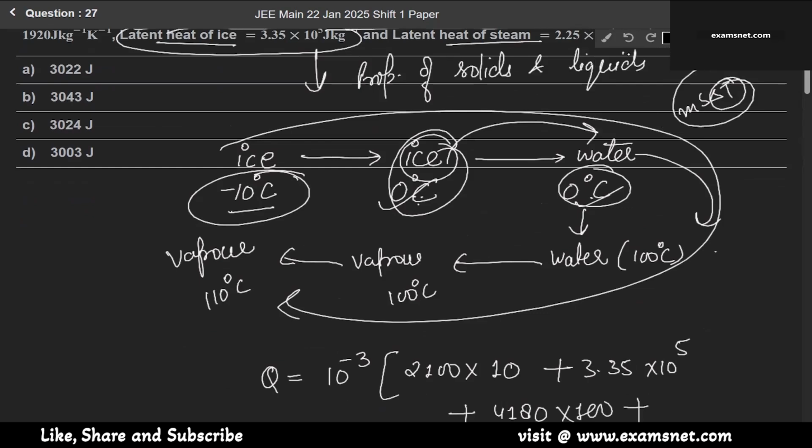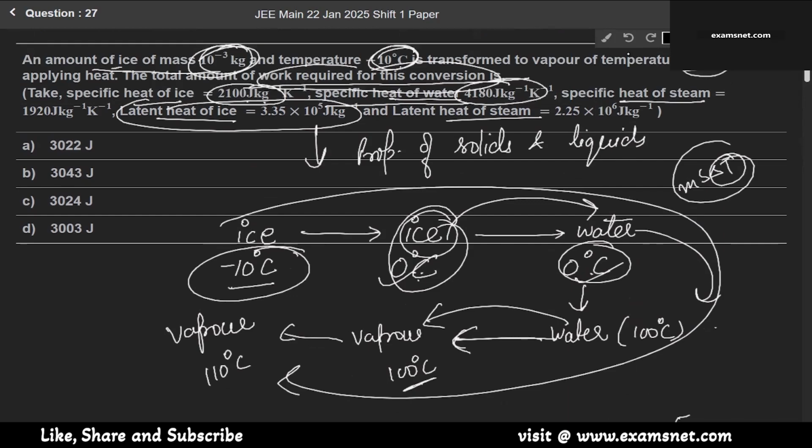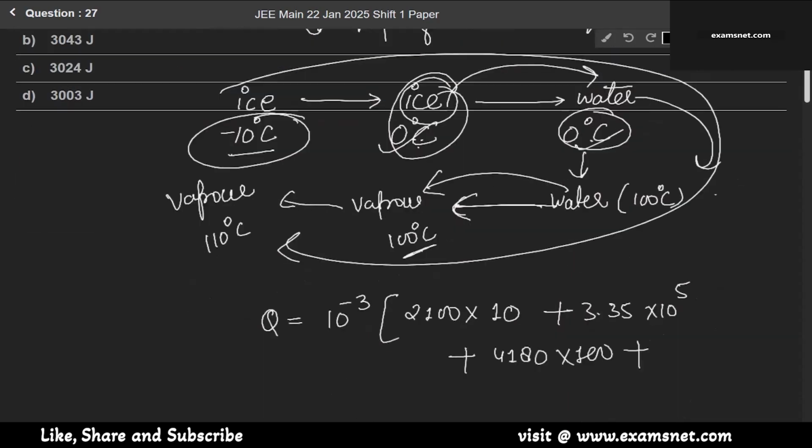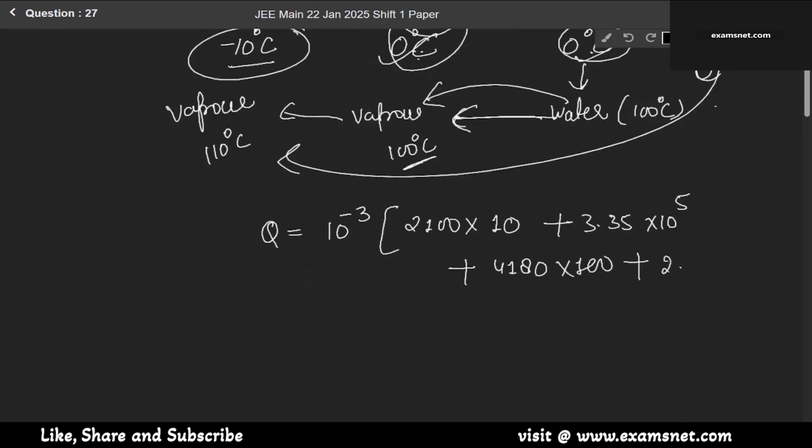Now the temperature is changing from 100 degrees Celsius to 100 degrees Celsius. No change in temperature, but the state is changing from water to vapor. So for water to vapor, the latent heat of steam is given as 2.25 into 10 to the power 6. So it will be 2.25 into 10 to the power 6. No change in temperature. Okay.